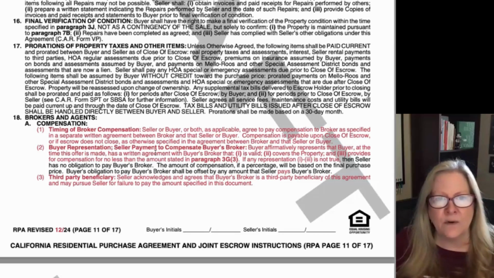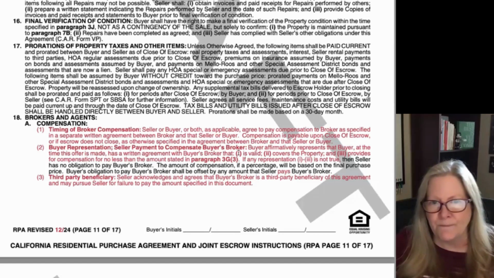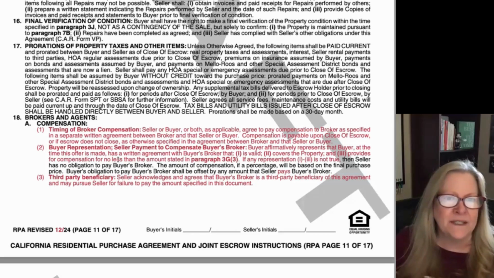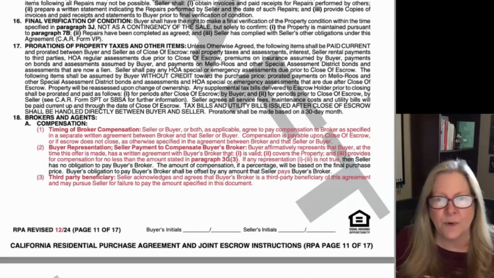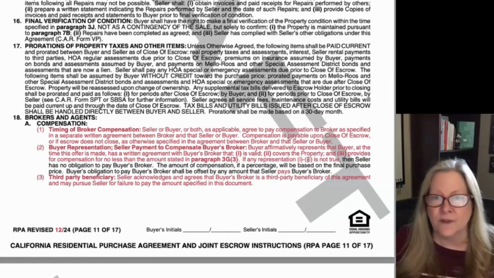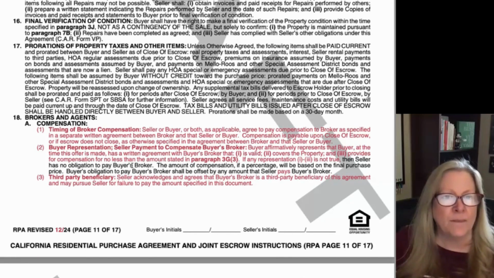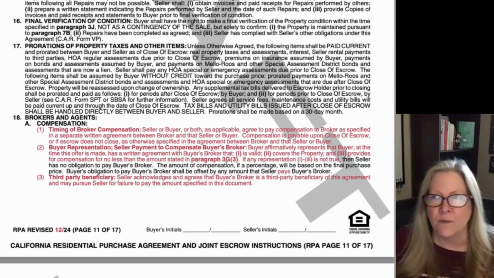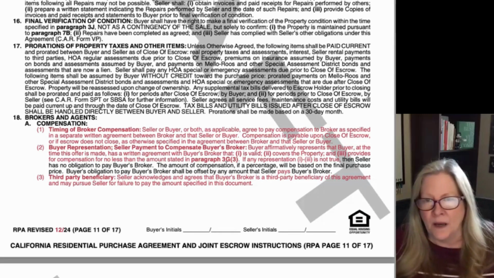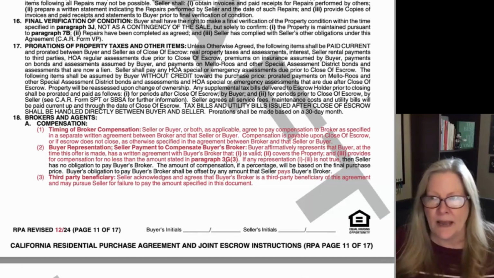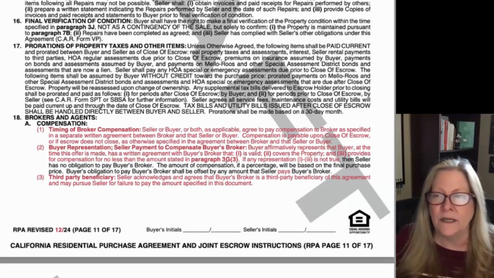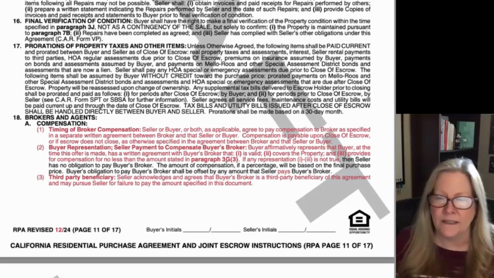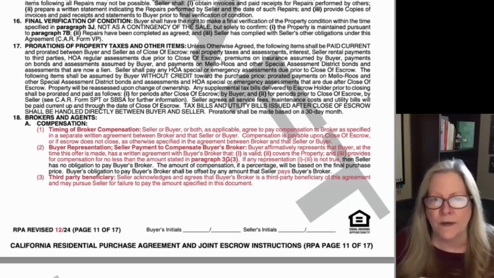Buyer representation, seller payment to compensation, buyer's broker. Buyer affirmatively represents that buyer at the time this offer is made has a written agreement with buyer's broker that is valid, covers the property, and provides for compensation for no less than the amount stated in paragraph 3G. So in other words, the amount on your representation agreement has to match what you're putting on here. You can put less on here and the buyer can pay the difference, but you cannot put more than what is on your agreement.